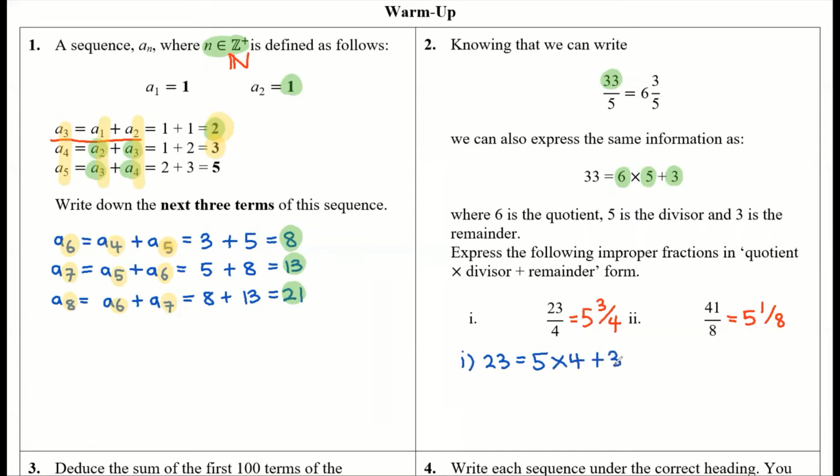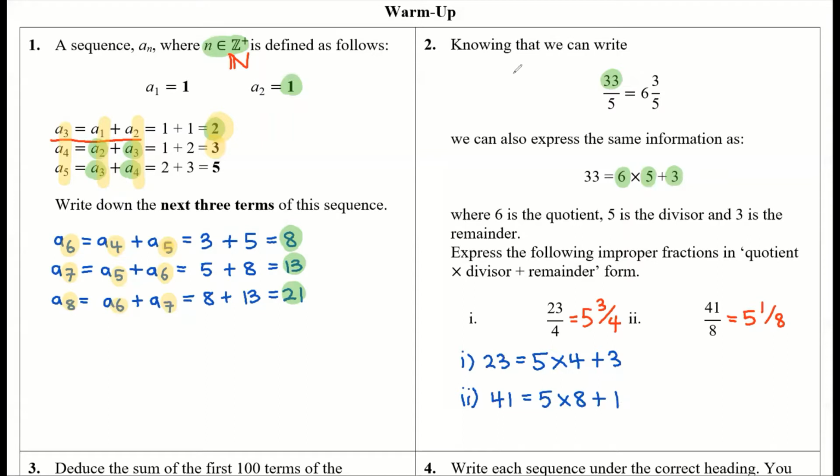And remember, this is the same process whereby you convert a mixed number into an improper fraction. It's the same thought process. And on the right, which is part 2, we'll just do that here. 41 is equal to 5, which is our quotient, which is the large number of your mixed number, multiplied by 8, and then adding 1.